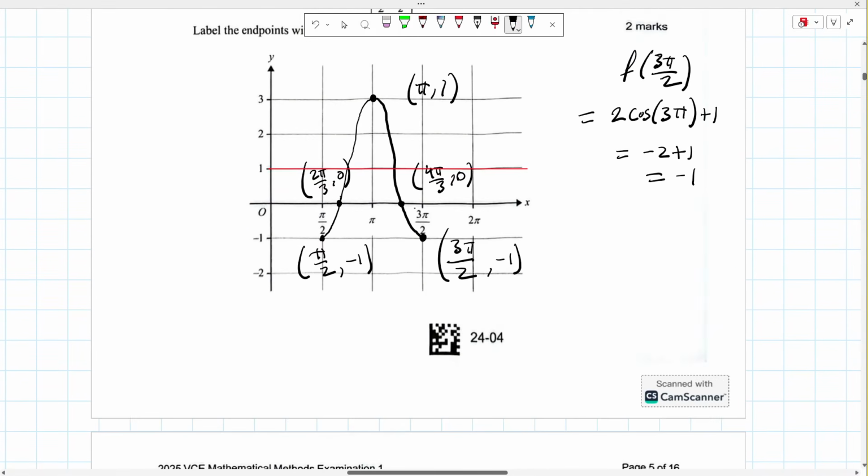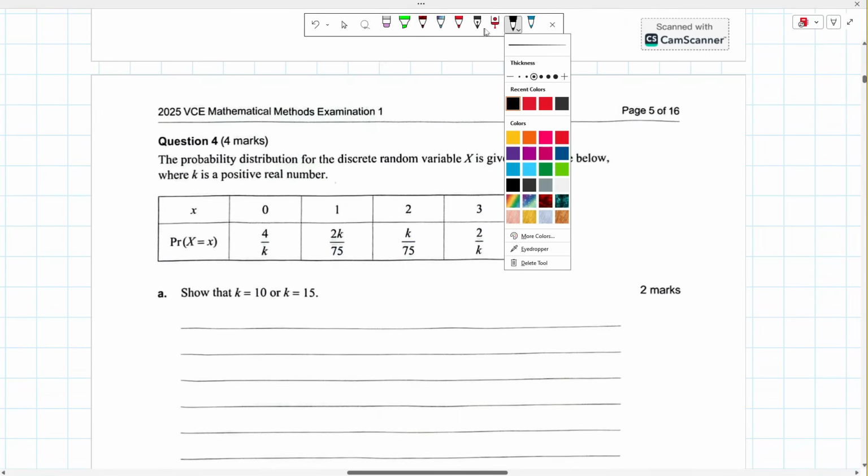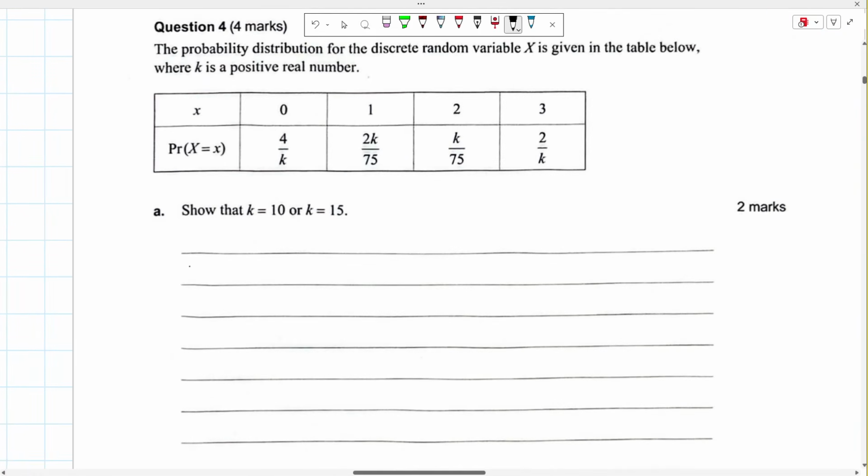So yeah, that's going to be it for that one. Let's just get rid of this line here. Okay, the probability distribution for the discrete random variable x is given in the table below, where k is a positive real number. Show that k is equal to 10 or k is equal to 15.